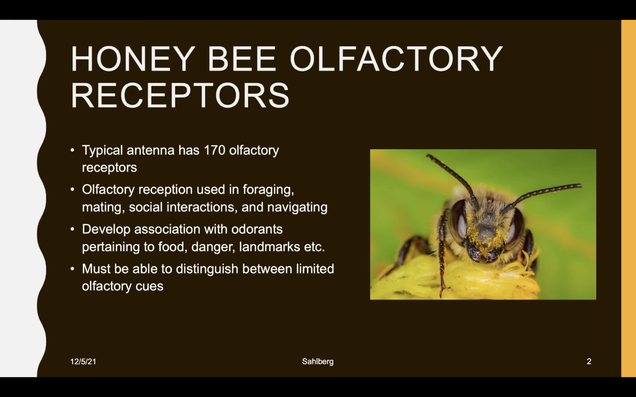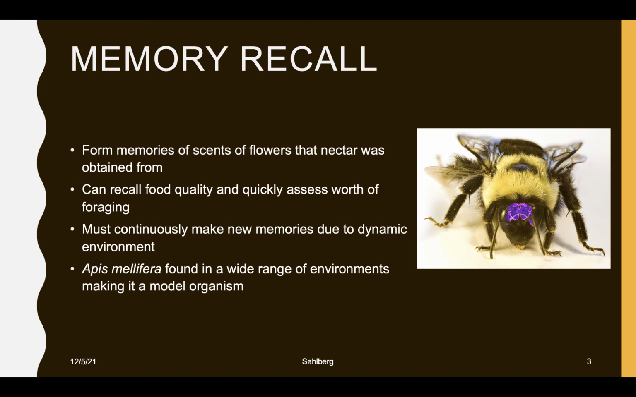However, since they are typically only exposed to a finite number of plant species within a few kilometers of the hive, they must also be able to learn to distinguish between a limited number of olfactory cues. When visiting a flower, honeybees form olfactory memories of the scents of flowers that they obtain nectar from. Therefore, when they are foraging in the future and come across these same odorants, the bee is able to recall the quality of the food source and determine if it is worth foraging or not.